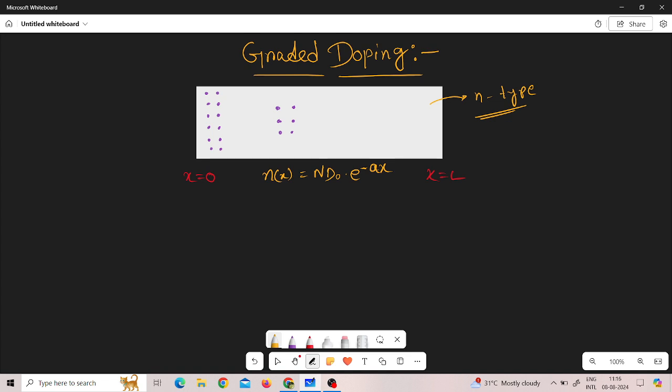As this is an N-type semiconductor material, its majority carrier is the electron. Okay, and this electron concentration varies with distance, as you can see from this equation. At x equal to 0, its electron concentration is maximum, which is nd0. As the length increases, its electron concentration decreases. So this type of doping is called graded doping. We can also call this non-uniform doping.